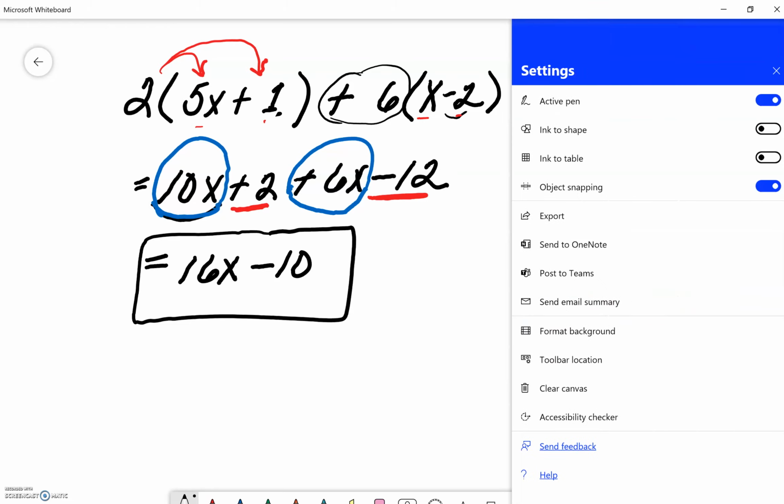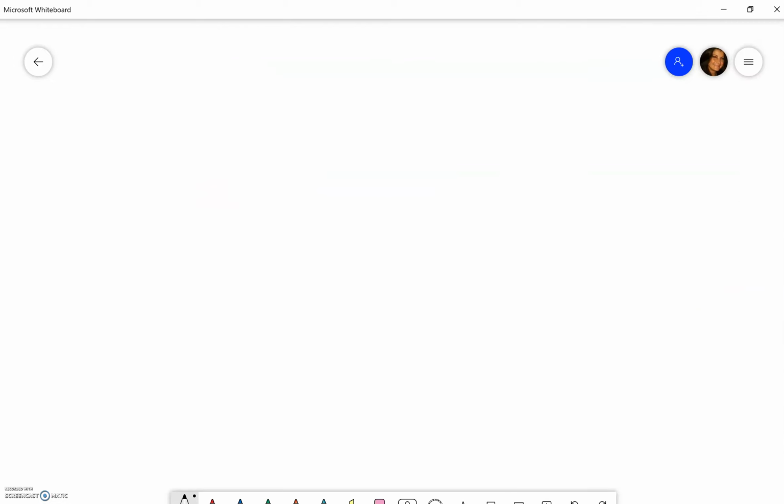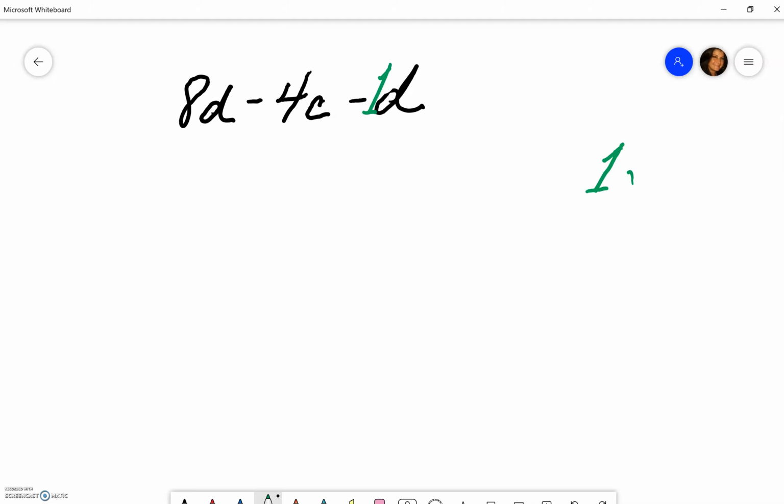All right, let's take you into this concept here, which is 8d, oops, no negative. So 8d minus 4c minus d. Now, it's understood when you don't see a number before the variable, it's understood that it's 1d. There's a 1, so it would be 1d like that. And it's also written as just d. So in terms of combining like terms, this would be 8d minus 4c minus 1d.